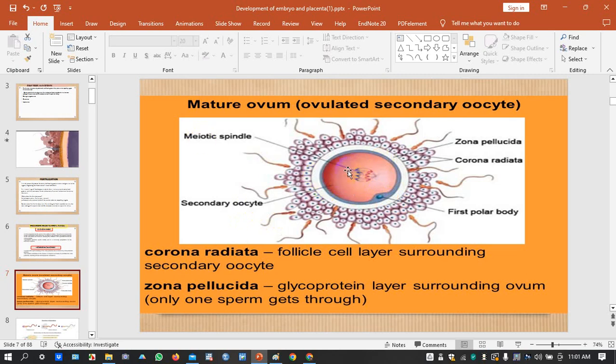The secondary oocyte is the egg. The primary oocyte develops into the secondary oocyte. Then we have the meiotic spindle. So this is the meiotic spindle.